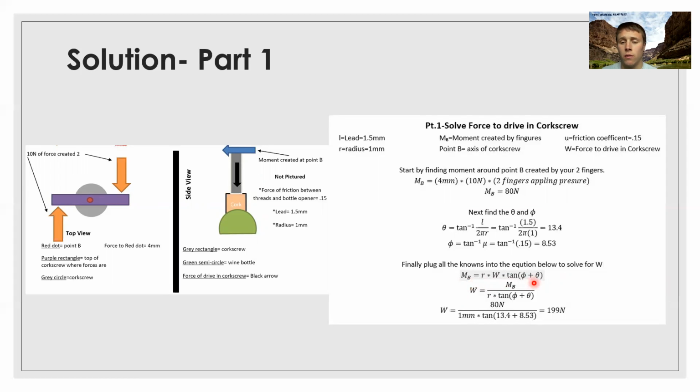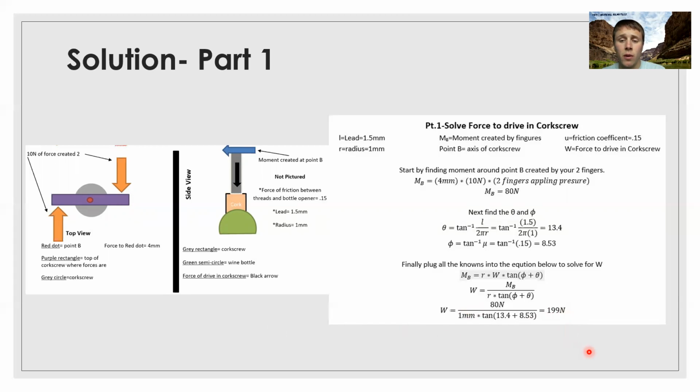So given this equation, we're going to find theta and phi. You find theta by taking the inverse tangent of the lead divided by 2 pi r, r being the radius. And phi using the inverse tangent of our friction coefficient. Given these, we are going to solve for W, the force it would take to puncture the cork, and we are given a force of 199 newtons.